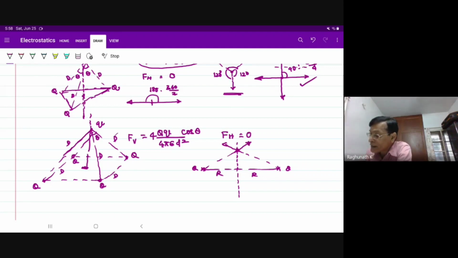these are two forces which add up in their vertical components, but the horizontal components are equal and opposite, because of which at any point on the perpendicular bisector of the line joining these two charges, any charge experiences only the vertical force. The horizontal force becomes equal to 0.